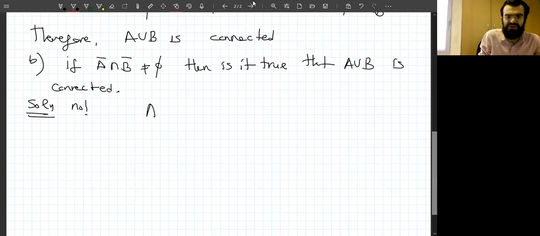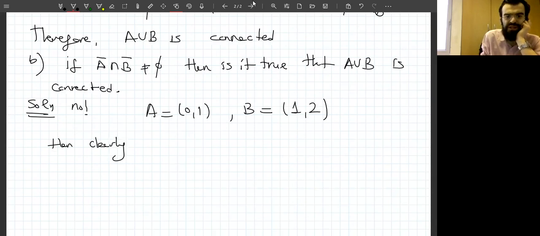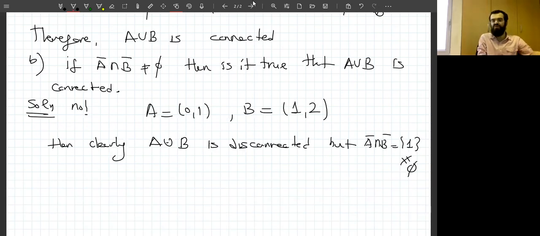You may choose A to be this open interval, and B this open interval. Then clearly A union B, this is a disjoint union, is disconnected, but A closure intersection B closure is a one point set, which is non-empty. So the answer is no. Do you have any question?